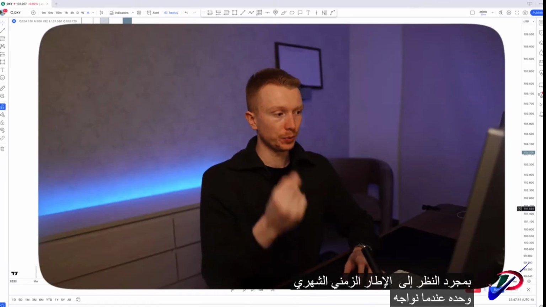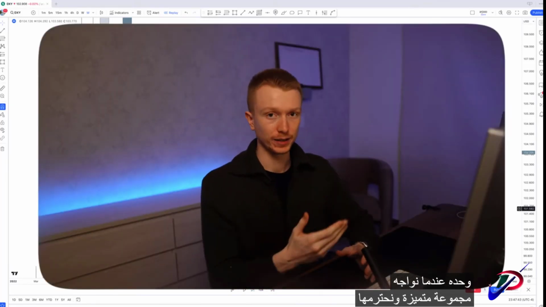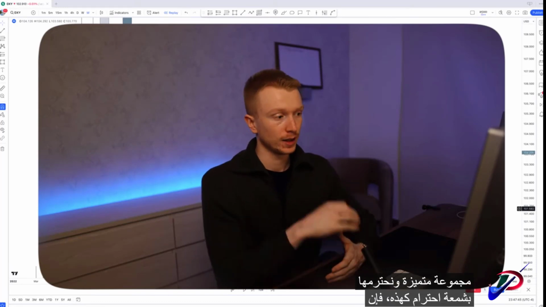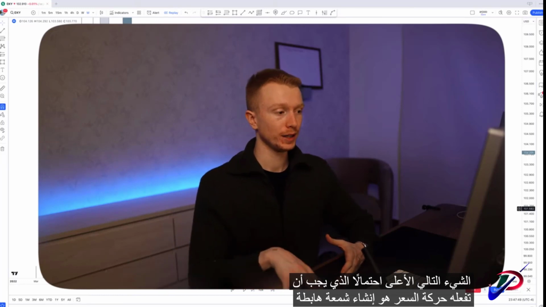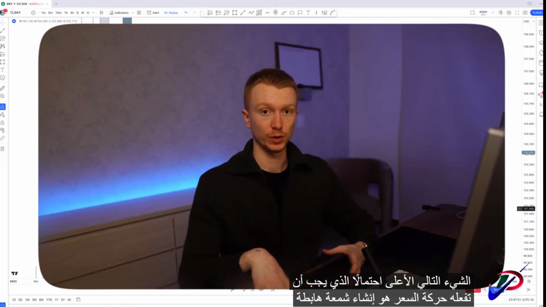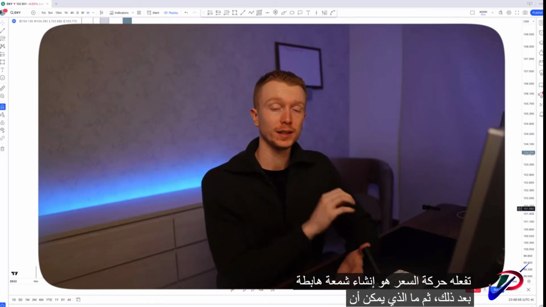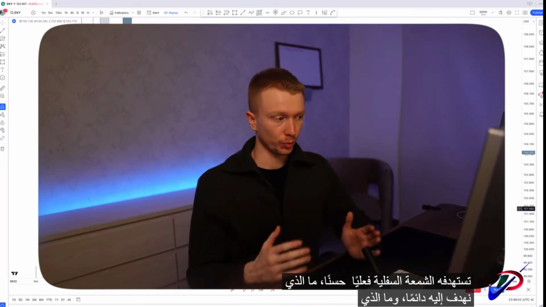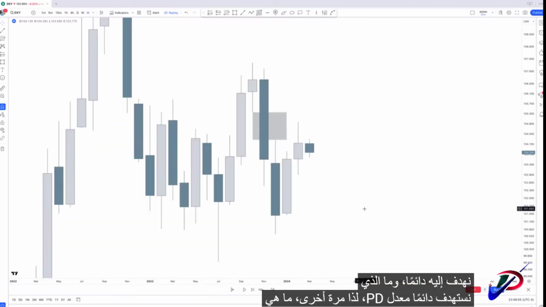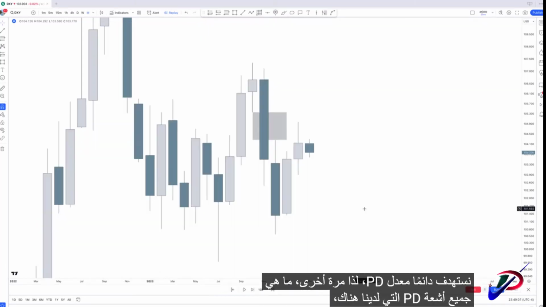When we are running into a premium array and we are respecting it with a respect candle like that, the next highest probability thing for price action to do is to create a down candle after that. And then what can the down candle actually aim for? Well, what are we always aiming for? What are we always targeting? A PD array.